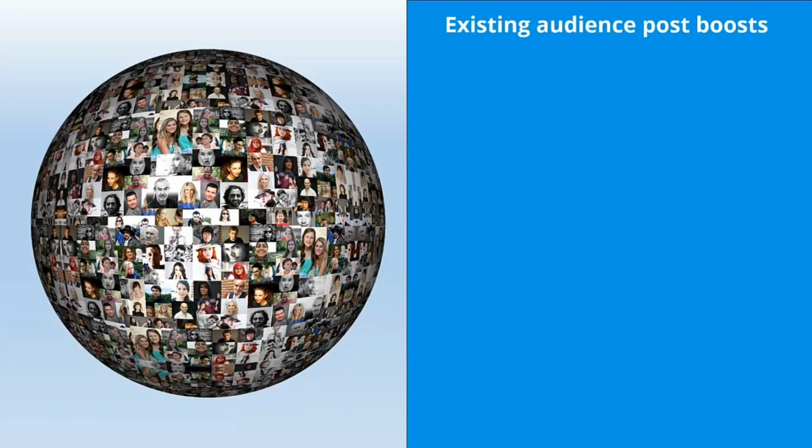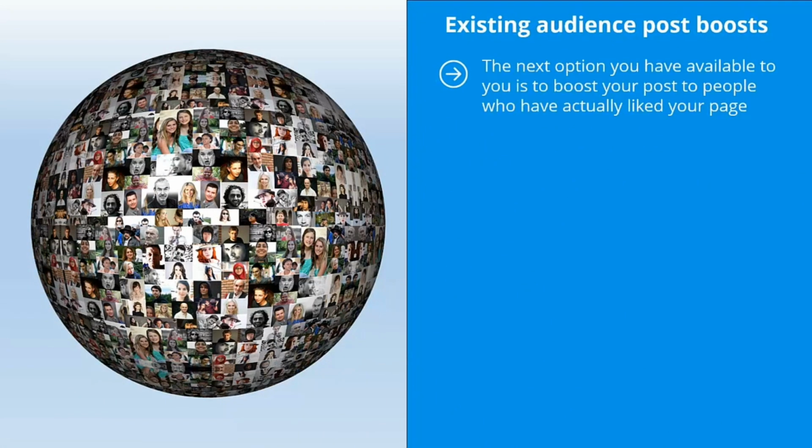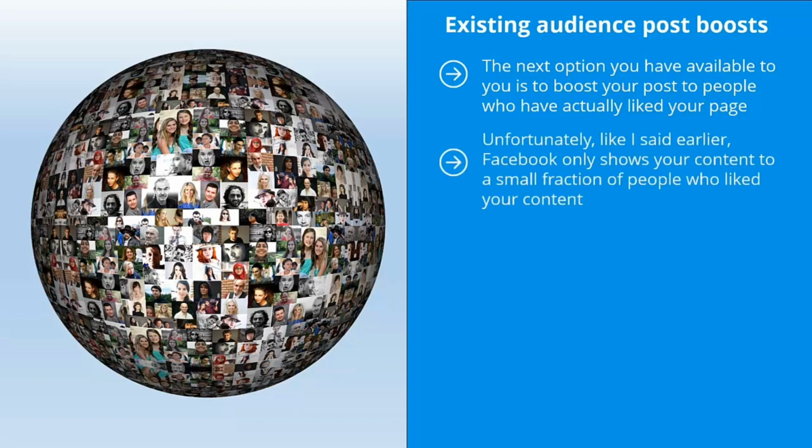Existing audience post boosts. The next option you have available to you is to boost your post to people who have actually liked your page. These are your actual page fans. They know roughly what you're about. They like your content enough to like your page. They're expecting your content. Unfortunately, like I said earlier, Facebook only shows your content to a small fraction of people who liked your content. Unless your fans select see first when they like your page, Facebook will use its natural algorithm to select the initial group of eyeballs that will show your page content.